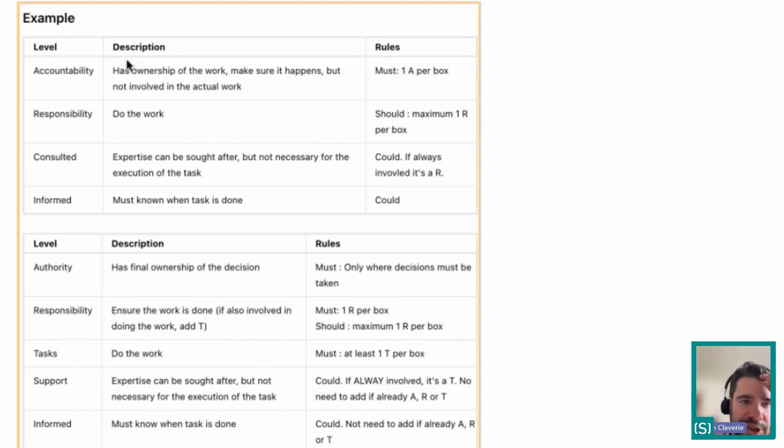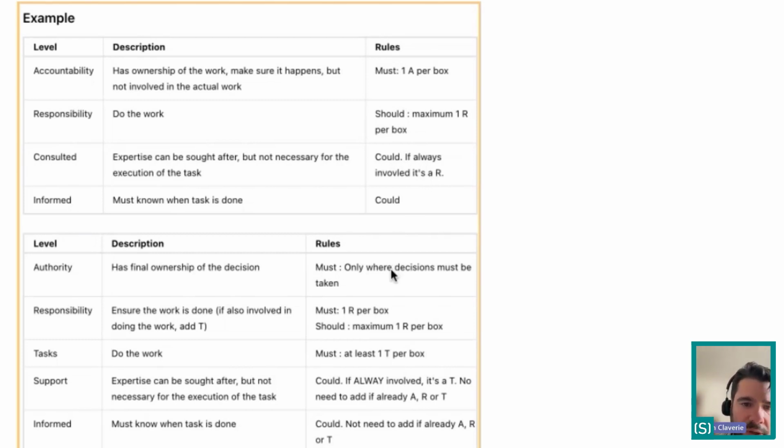On top of the actual definition, what's good for you as a process mapper editing the process maps is to have a couple of rules to ensure consistency. So, for example, here for RACI, we must have 1 A, authority or accountability, per box. We should have a maximum of 1 R per box, so 1, but we could have more. Consulted, if always involved, it's an R. Saying, all right, we don't want to have C, but if it takes time from the people, it should be an R. So a little rule like that, and informed, you could define it if you want.